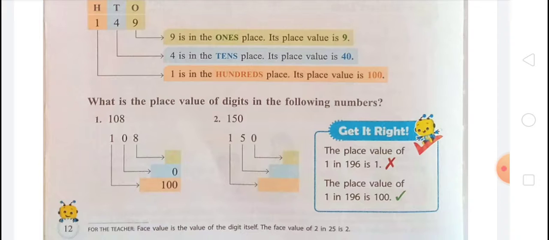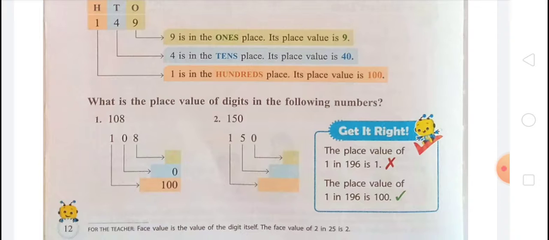In second question 150, 0 is on 1's place, 5 is on 10's place and 1 is on 100 place. So 0 is in the 1's place, so its place value is 0. 5 is in the 10's place and its place value is 50, and 1 is in the 100 place, so its place value is 100.